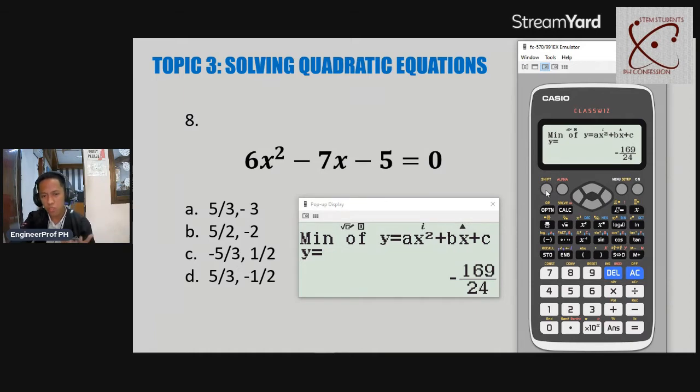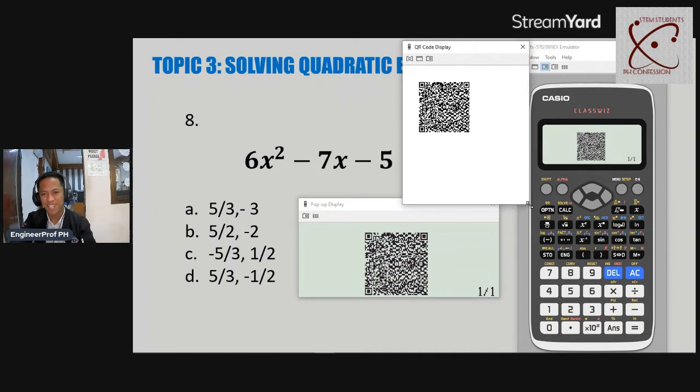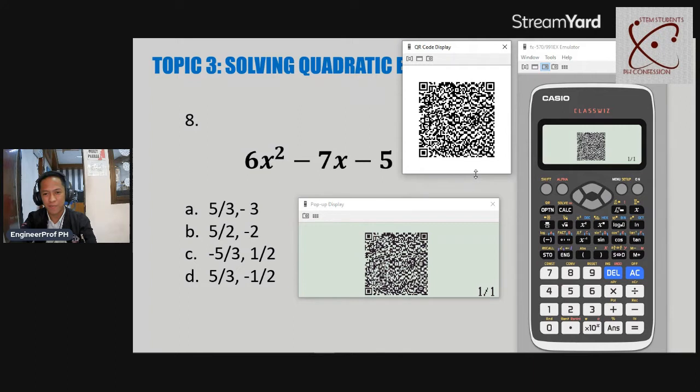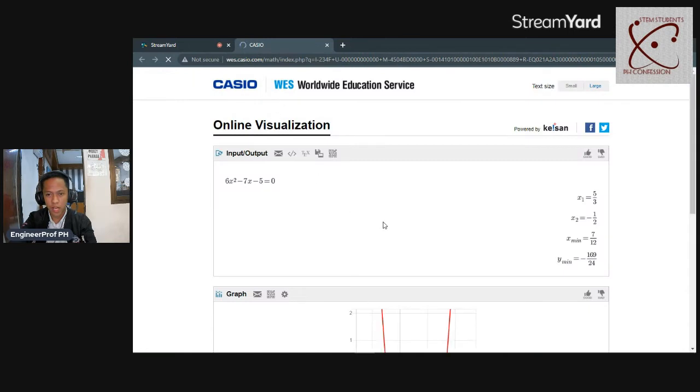So, if you want to see or represent this as a graph, you just press shift and option. Okay, here the QR code will appear. Isn't it amazing? So, when the QR code appears, if you are on a PC emulator, you can press this QR code, or if you are on a phone, you can scan this QR code. Let's click it. Here we go to the Casio website. Then here, we will see the curve. Isn't Casio super amazing, guys?